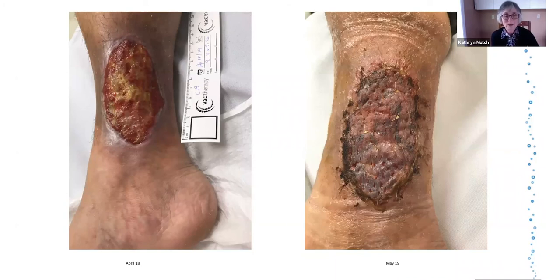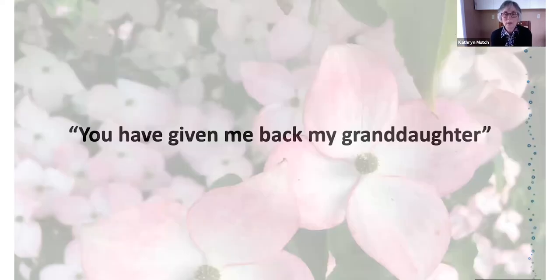As a side story, while she was on the unit, her family, whose relationship was somewhat strained, came in to visit her. She came and went in their lives as well. Her grandmother came up to me and she said, "You have given me back my granddaughter." Thank you.